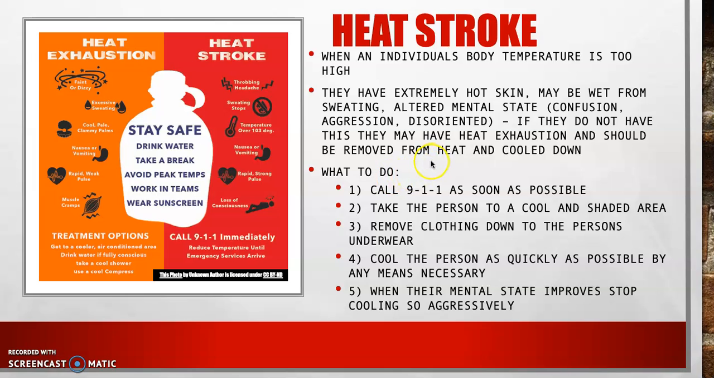So if you find someone suffering from heat stroke, what you should do: number 1, call 911 as soon as possible. 2, take the person to a cool and shaded area. 3, remove clothing down to the person's underwear. 4, cool the person as quickly as possible by any means necessary. So dump water on them, just get them cooled down however you can. 5, when their mental state improves, stop cooling as aggressively.